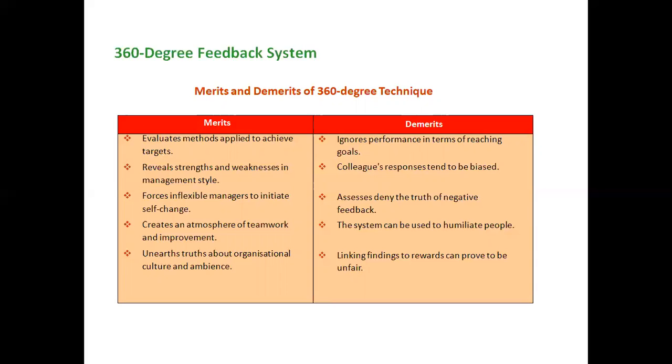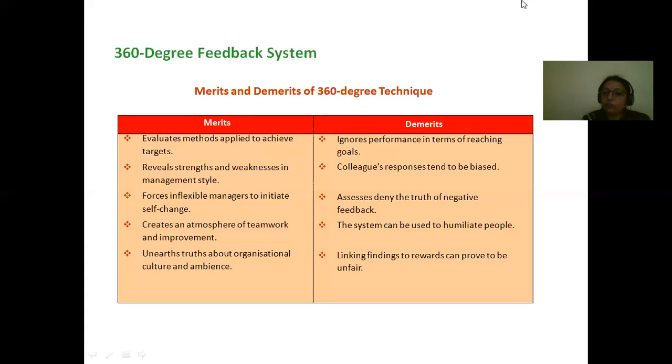Some of the demerits are: it ignores performance in terms of reaching the goals. Colleagues' responses tend to be biased. Assessees may deny the truth of negative feedback. The system can be used to humiliate people, as the person will be dependent on so many people. Linking findings to reward can prove to be unfair.